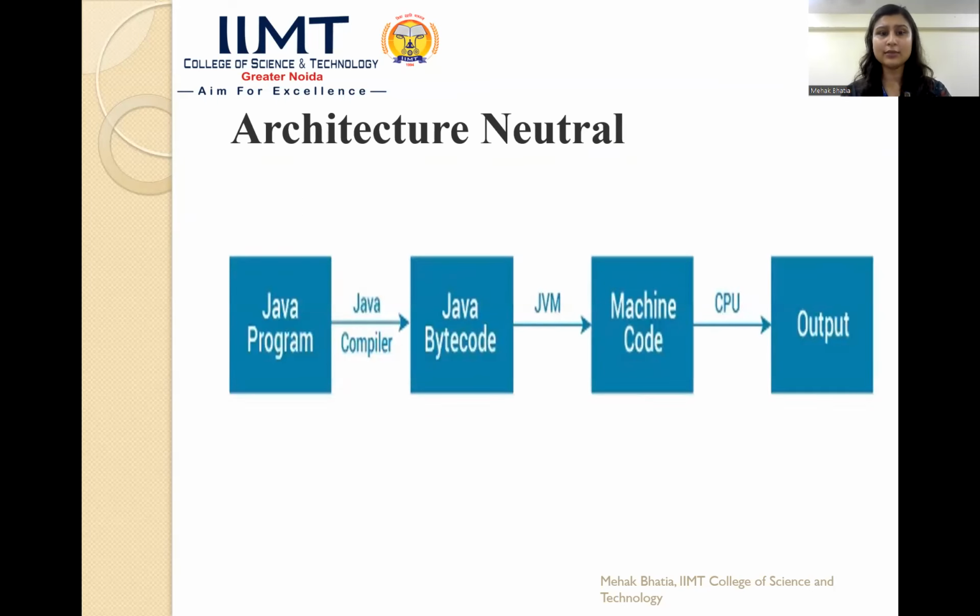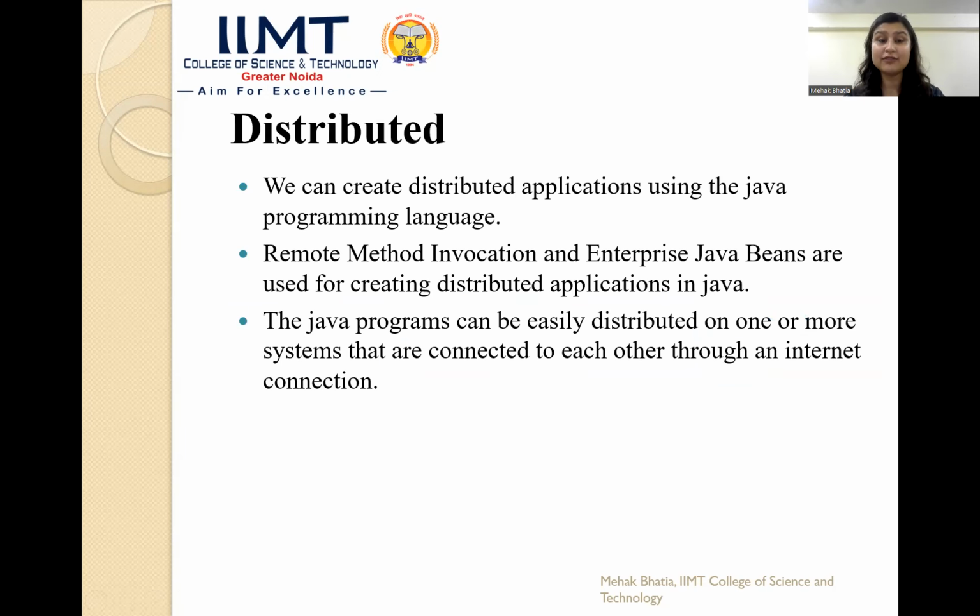You can see with the help of the diagram, the Java program is compiled with the help of the Java compiler, which converts it into Java bytecode. Now, this bytecode is platform independent. With the help of JVM, this Java bytecode is converted into machine code, which can be run on any platform and will produce the output. So this is the architectural neutral feature of Java, which is related with another feature called distributed.